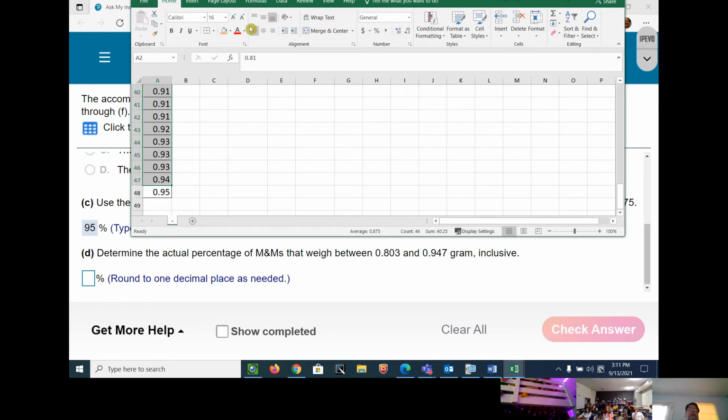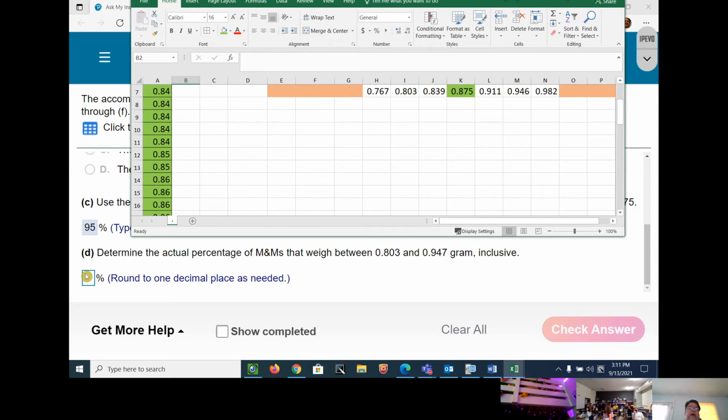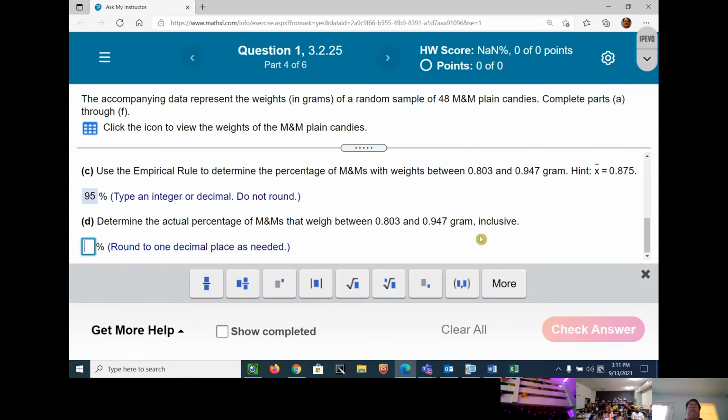And that, we're gonna color that green. And how many is that? Well, it's all but 2. So that's what, 46 divided by 48? Somebody take 46 and divide it by 48 and tell me what you get. That's gonna be 0.958. So 95.8.